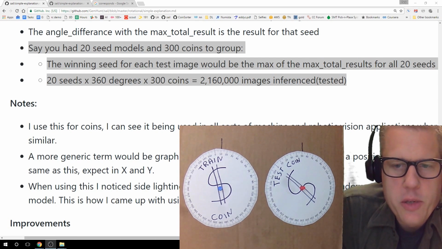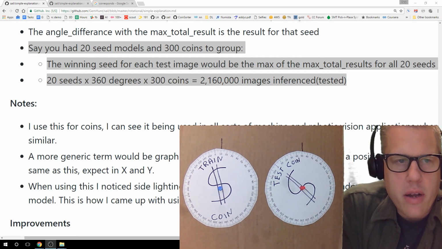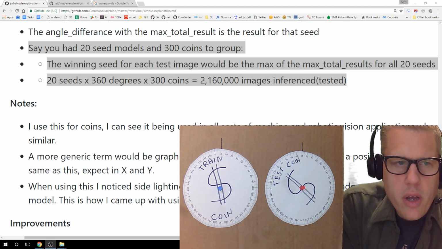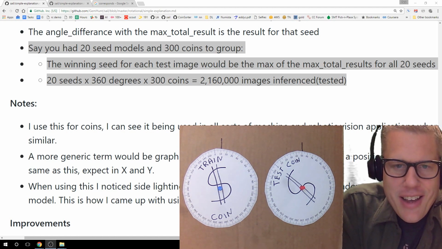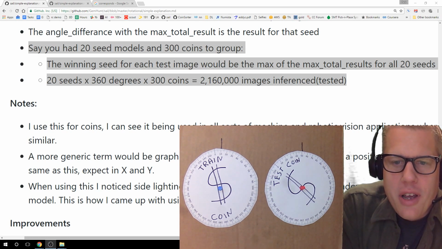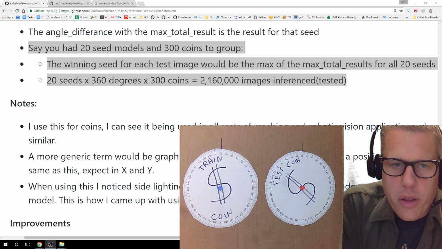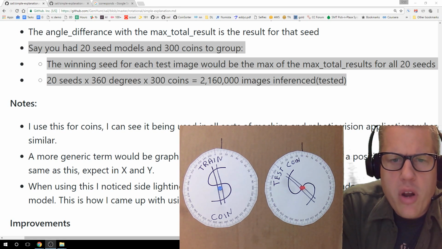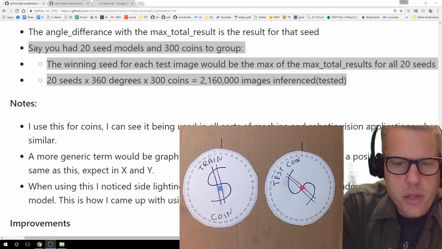So at this point, you might start doing the math in your head and start thinking, well, you've got 20 seed models, you've got 300 coins to group, we're doing all these tests, and like, whoa, all of a sudden, we're up to over 2 million images we have to inference. Luckily, these are tiny, 28 by 28 images. You can get them moving through a GPU really quickly, 40,000 a second or something like that. So this is a really quick process.